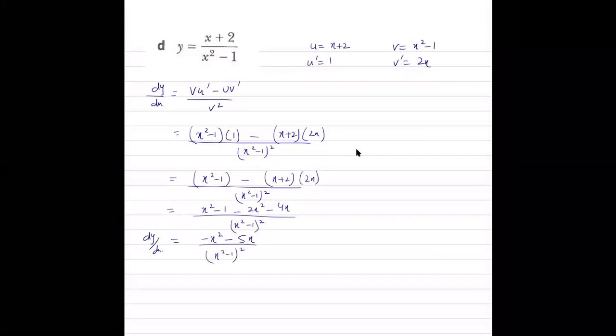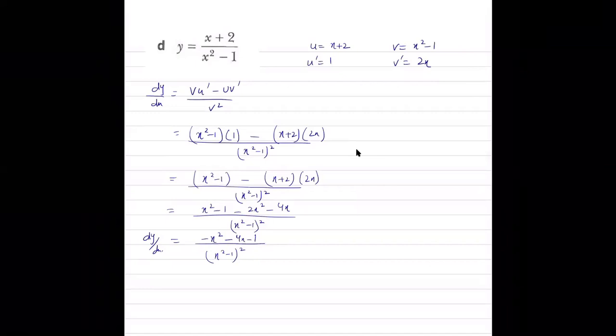To find d square y over dx square, I'm going to differentiate this again. Sir, won't it be minus 4x minus 1? Minus 2x. Where? In the numerator? No, the last step. So you added minus 4x and 1. Oh, yeah, my bad. Sorry. So you're right. This is going to be minus x squared minus 4x minus 1 over x squared minus 1 the whole thing square.